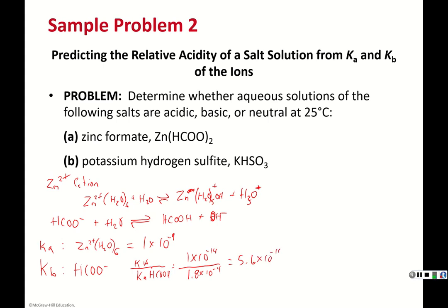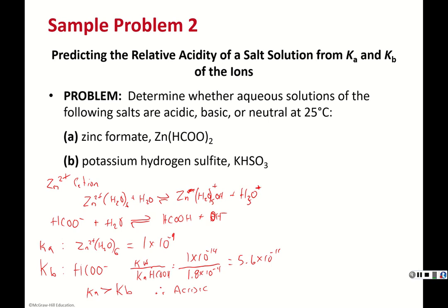So how do we compare these? Well, we have 1 times 10 to the minus 9 is bigger than 5.6 times 10 to the minus 11. So our Ka is bigger than Kb. That means this solution will be acidic.